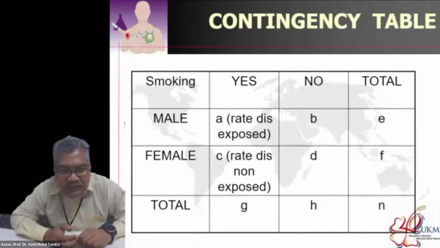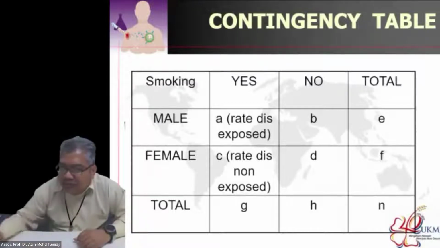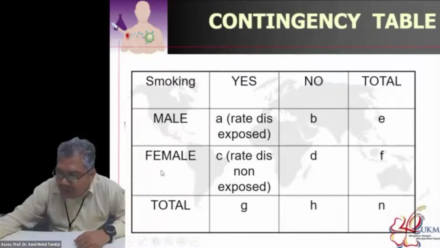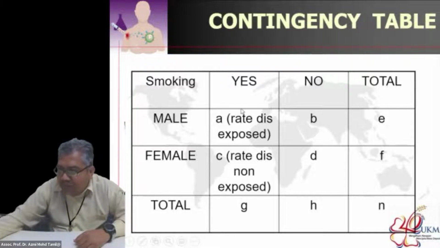So you have this male and female example. We have this disease. Sorry, we have the gender, male and female. Then you have smoking, yes or no. So if the male is a smoker, yes, this is the rate of the disease among the exposed. Why? You expect the male to be more likely to be a smoker than the female. Then this one is C, the rate of smoking, the disease here, among the non-exposed, because you expect females to have a lesser number of smokers.